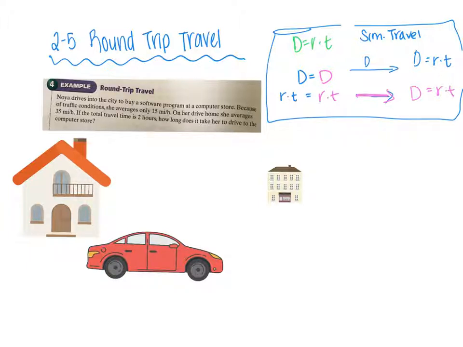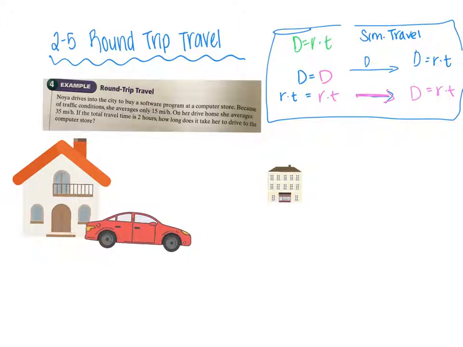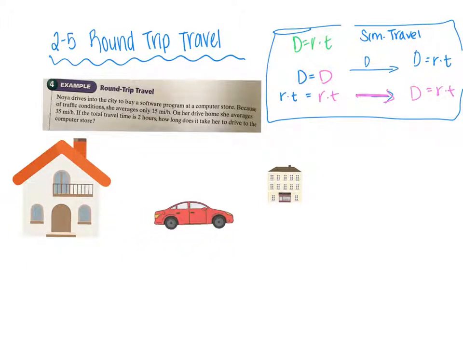Noya is driving into the city to buy a software program at a computer store. All right, so she's leaving her home and she's driving into the city to get her computer program. But because of traffic conditions, she averages only 15 miles an hour. That's really painfully slow. Now on her drive home, she averages 35 miles an hour. So she manages to make it home way faster than she made it there.